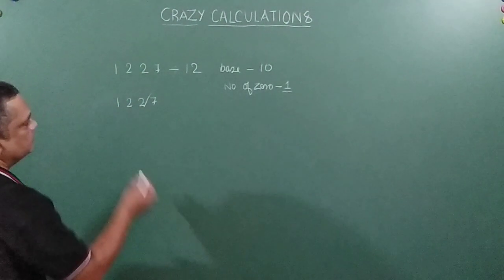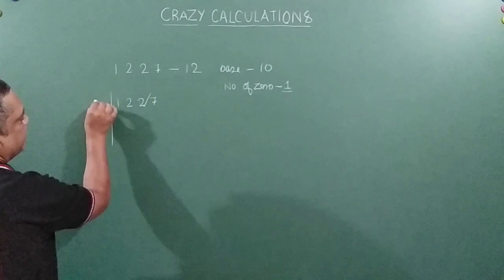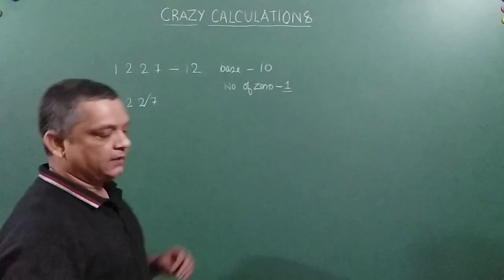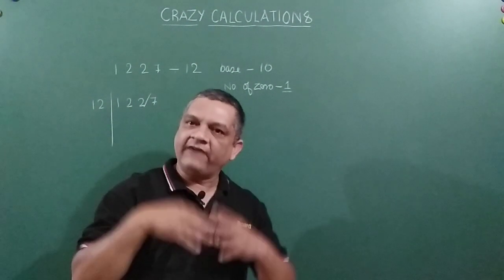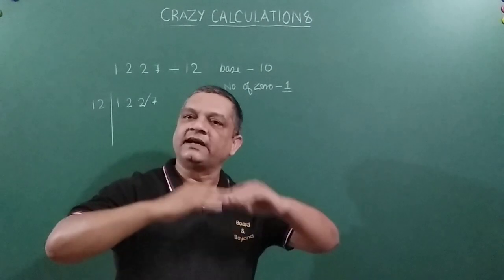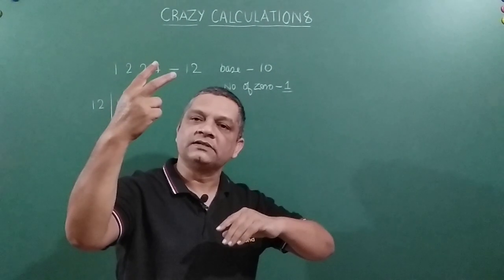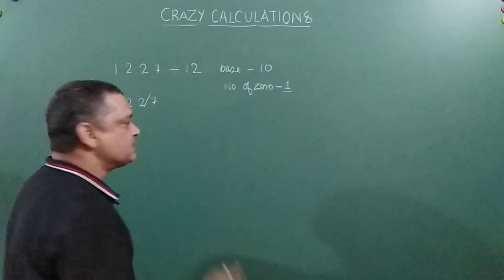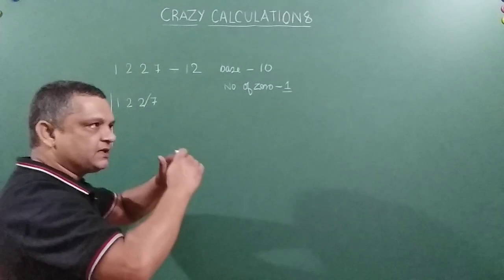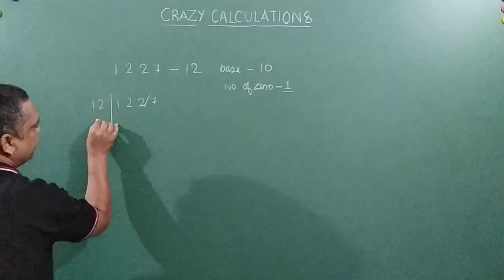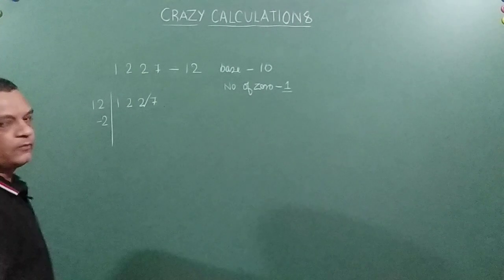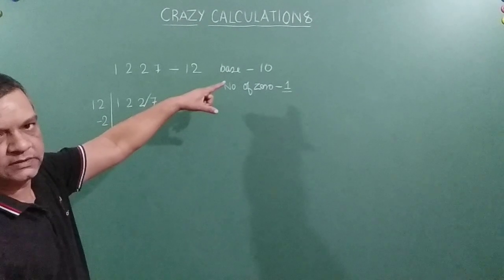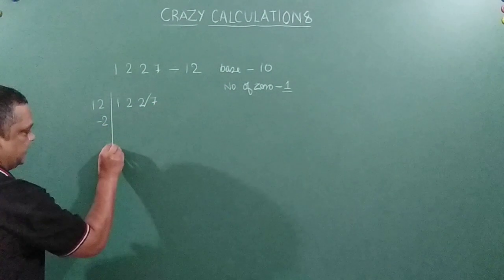Correct? Now I write this 12. I need to divide it by 12. Another thing: this number 12, my divisor, is closer to a base, that is 10, but 2 more than the base, right? So what happens here is that the quantity by which it exceeds the base, you have to write with a minus sign here. Correct? That means the sum of this and this should be equal to your base, right? So that is our agenda here.